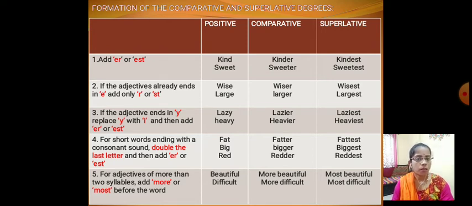Then, fifth one, for adjectives of more than two syllables, add more or most before the word. It means if the adjective is longer, then for the comparative and superlative degree you have to use more and most. More for the comparative and most for the superlative degree. It means beautiful, more beautiful, most beautiful. Difficult, more difficult, most difficult. These rules you have to remember always. Okay.